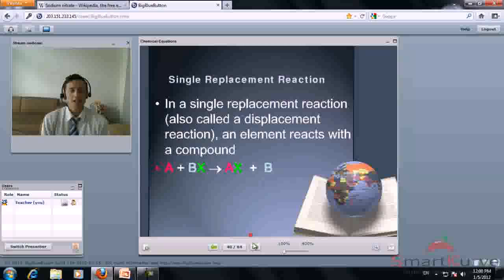In a single replacement reaction, an element reacts with a compound. Now this is like, so A plus BX yields AX plus B. This is like going to a party and you've got maybe a playboy X who comes to the party with one girl, B, but he leaves the party with another girl, A. Or if you prefer, you can do it the other way around. A girl X who comes to the party with one boy and leaves with another boy. All right.